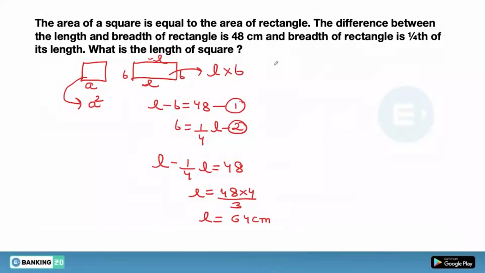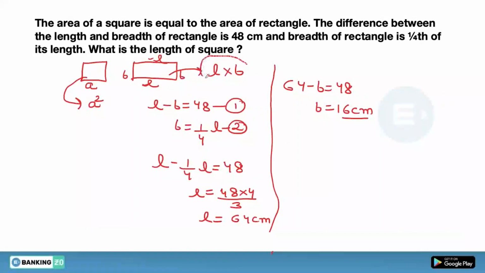Fine. Now I have calculated the length. What is the another condition? We are told that length minus breadth is 48. That means if I put this value here, what I am going to get? I am going to get 64 minus b equals 48, and by solving it, I'll get b is equal to 16 centimeter. Fine. And in the very starting, we were told the area of the square is equal to the area of rectangle. This means if I calculate the area of rectangle, it would be equal to the area of square. So what is the area of rectangle?